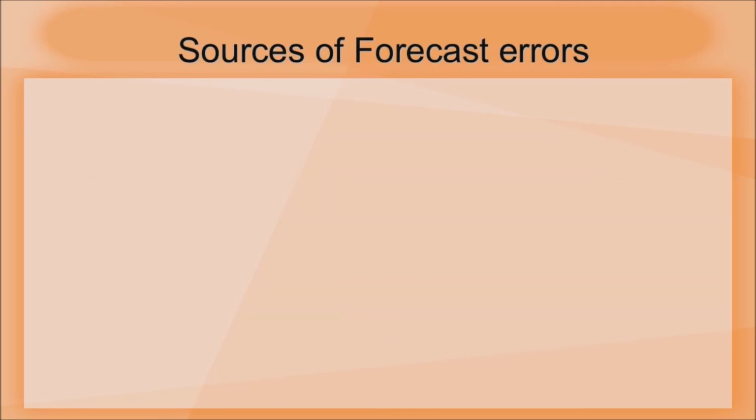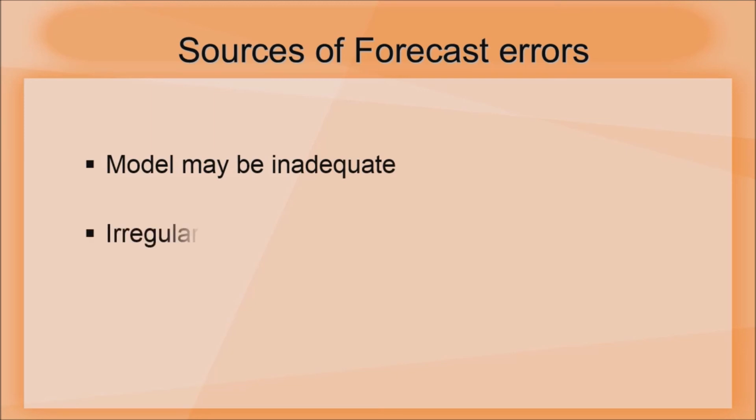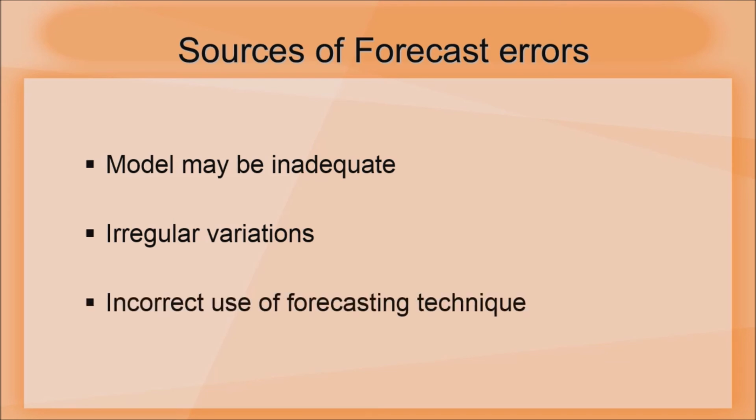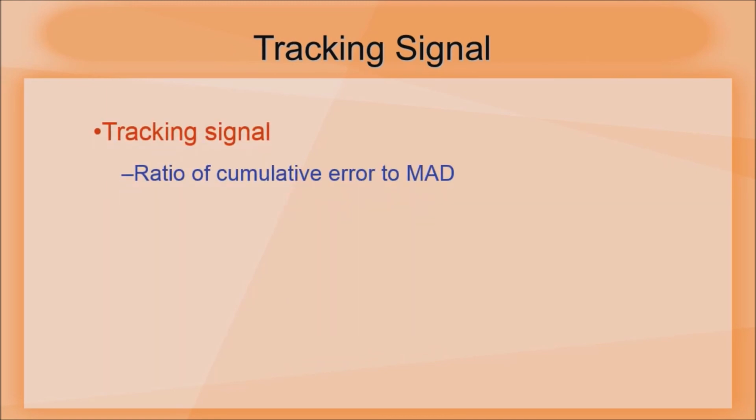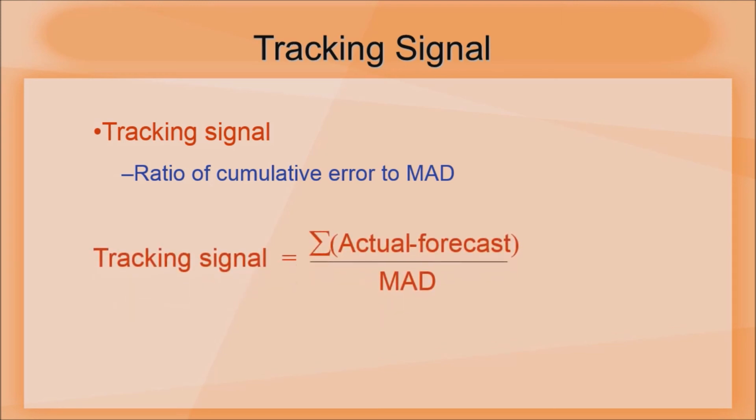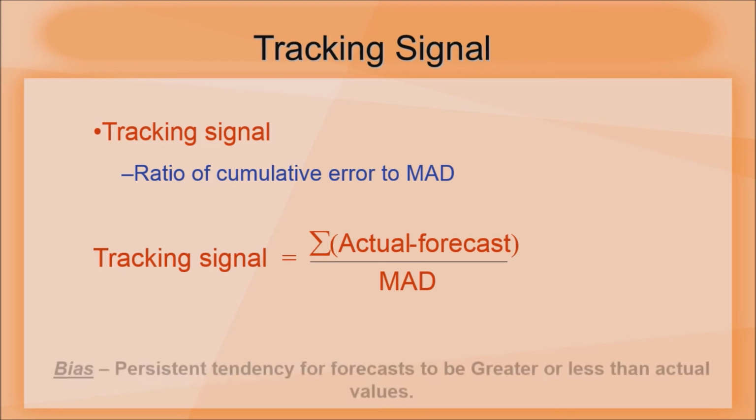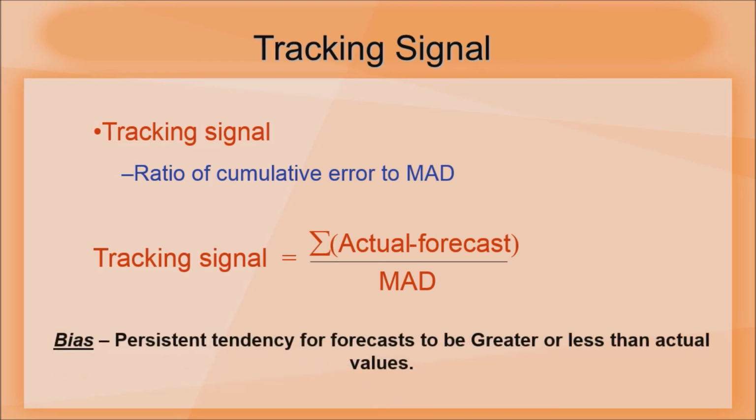Sources of forecast errors: the model may be inadequate, irregular variations, or incorrect use of the forecasting technique. Tracking signal: the ratio of cumulative error to MAD. Tracking signal equals sigma, actual minus forecast, divided by MAD. Bias is a persistent tendency for forecasts to be greater or less than actual values.